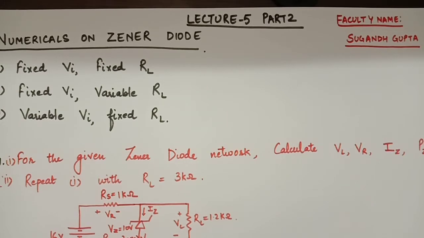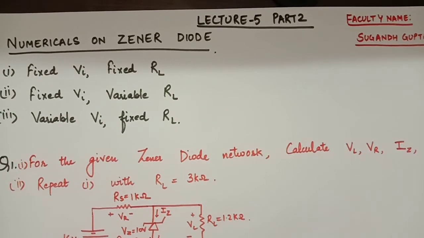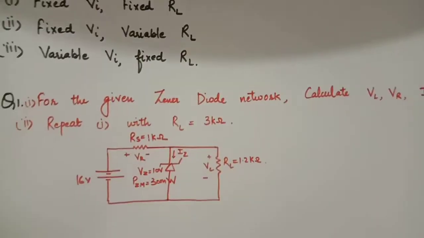So the numericals on Zener diode network can be based on either of the three cases. Either Vi and RL both could be fixed, Vi could be fixed and RL could be variable, and the third case can be variable Vi and fixed RL. So first of all, when any question comes in front of us based on Zener diode network, we should see which case this is, whether it is fixed Vi and variable RL, or variable Vi and fixed RL, or both are fixed, and we are asked about the parameters. So let us start solving the questions one by one.